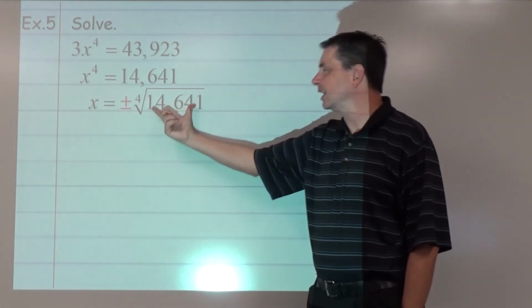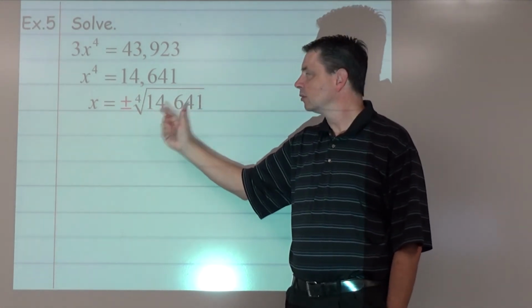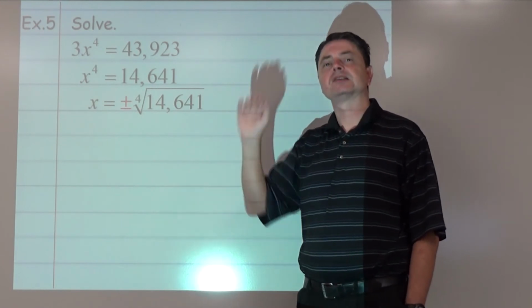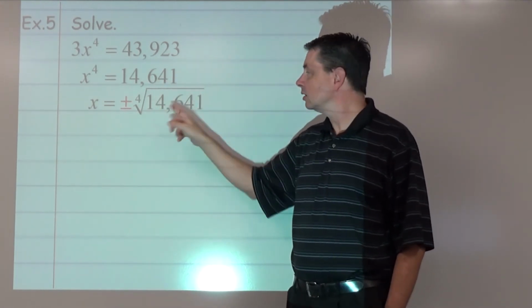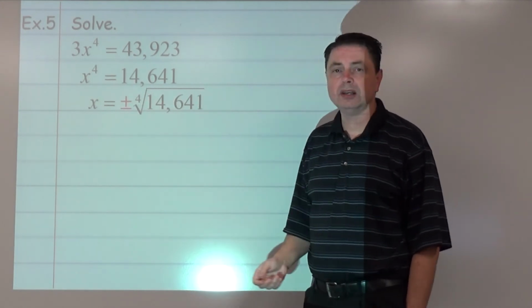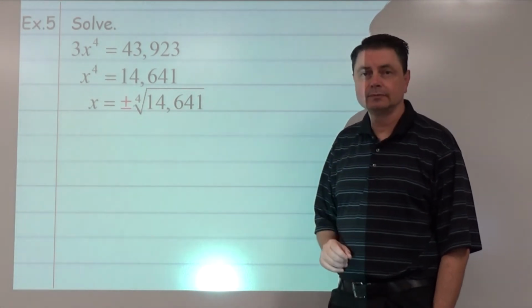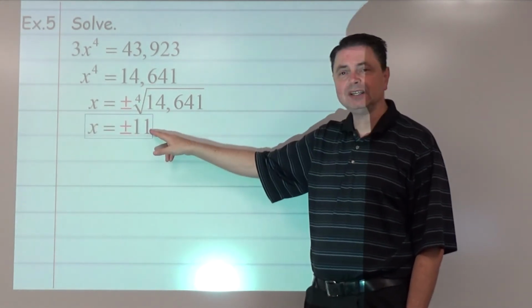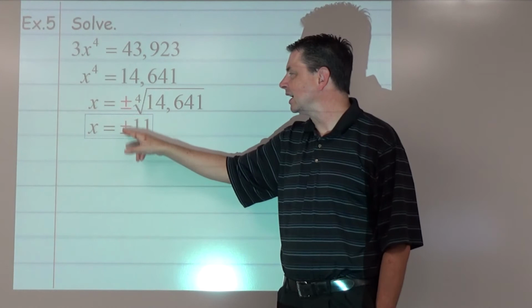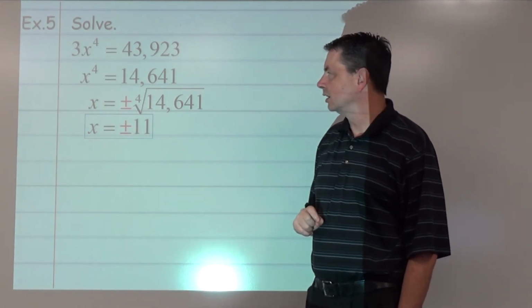Let's go ahead and now try to do that on the calculator. Remember, type in a 4, second up caret to get the x root, 14,641. See what you get. We should get 11. So there we go, x equals positive or negative 11.